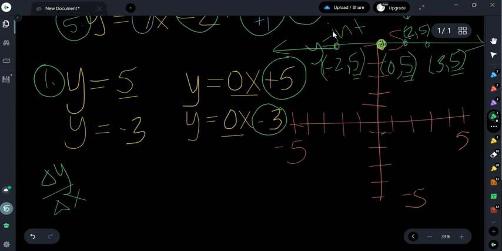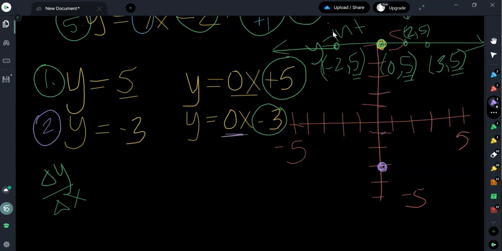Okay? So if I look at my second line, we're in the same boat. My y-intercept is -3 and my slope is 0. So no matter what I plug in for x, every point is going to have a y-coordinate of -3.